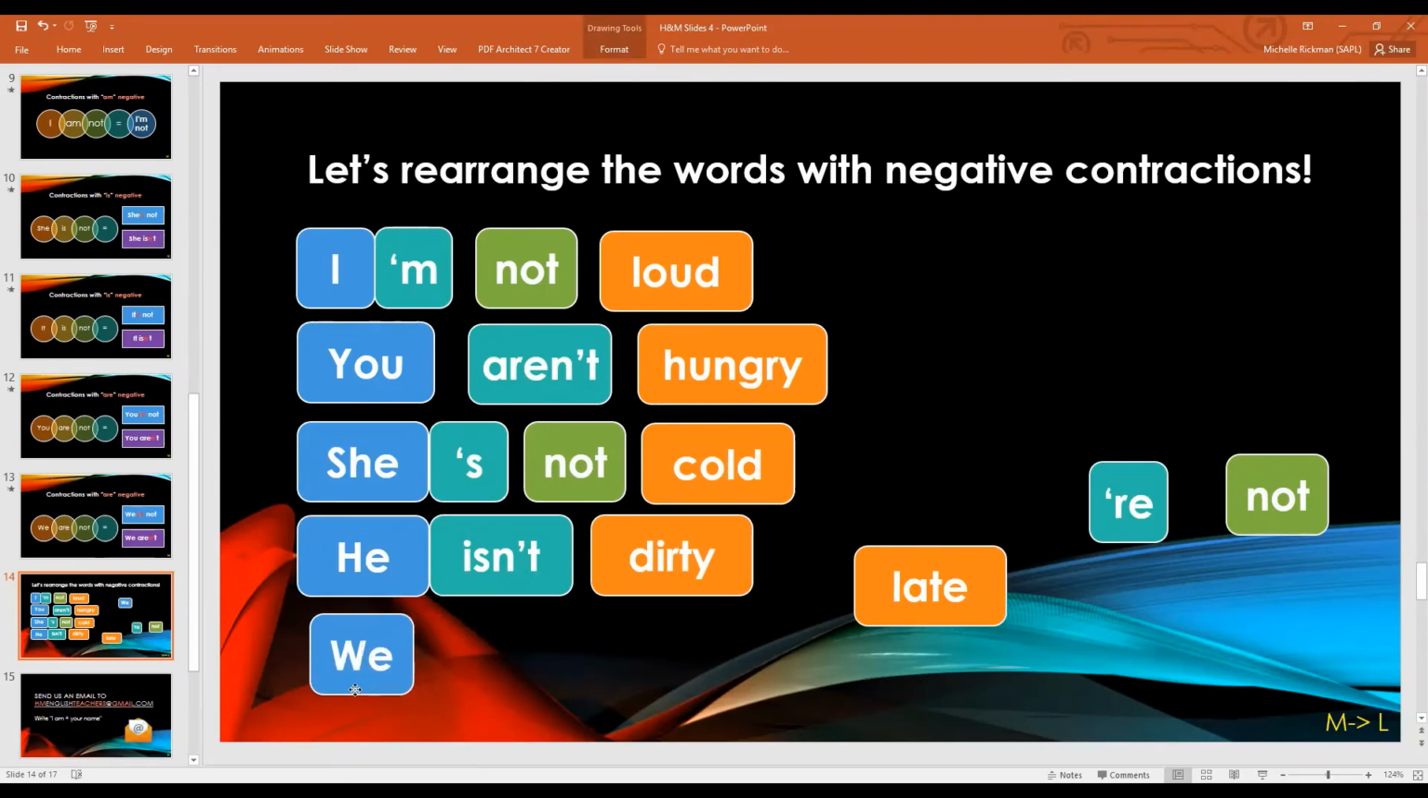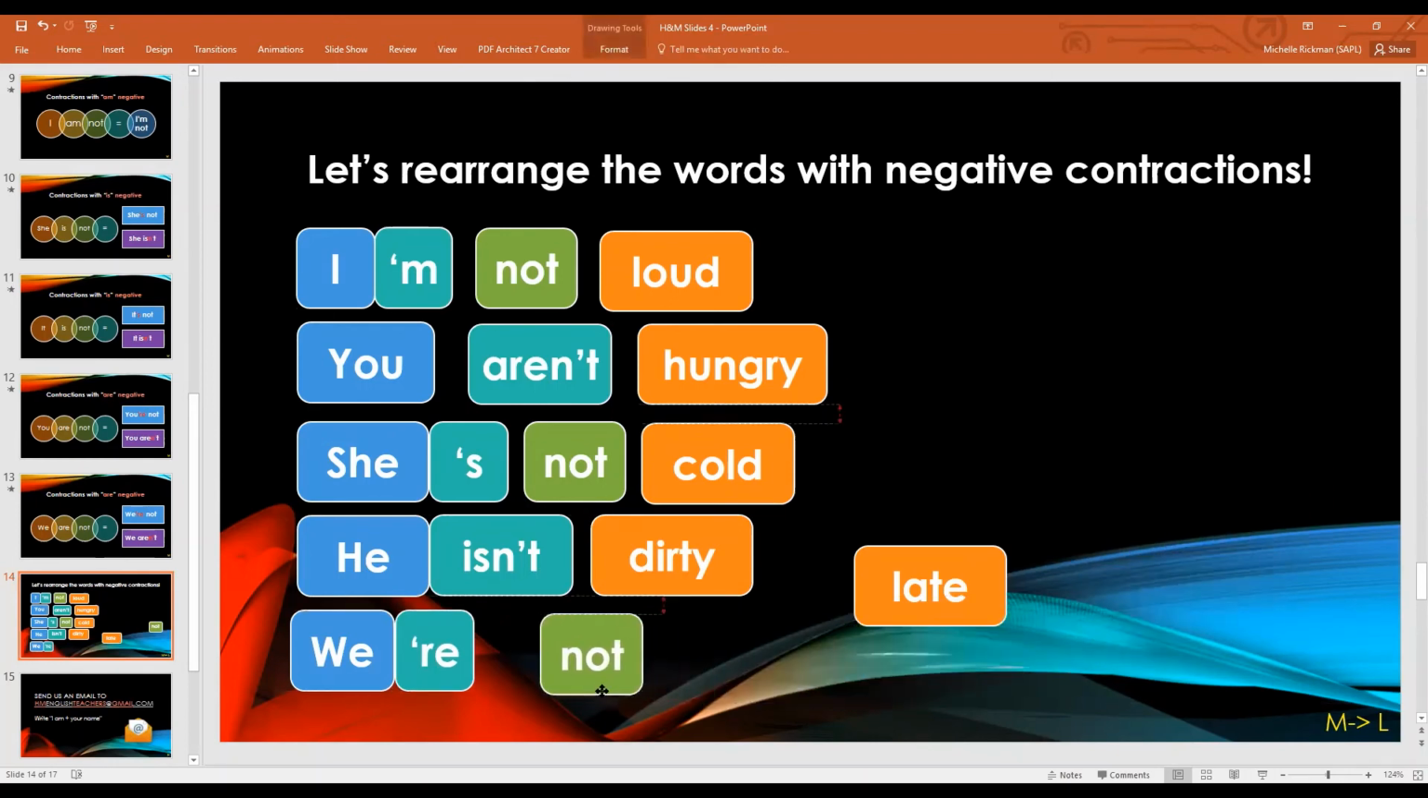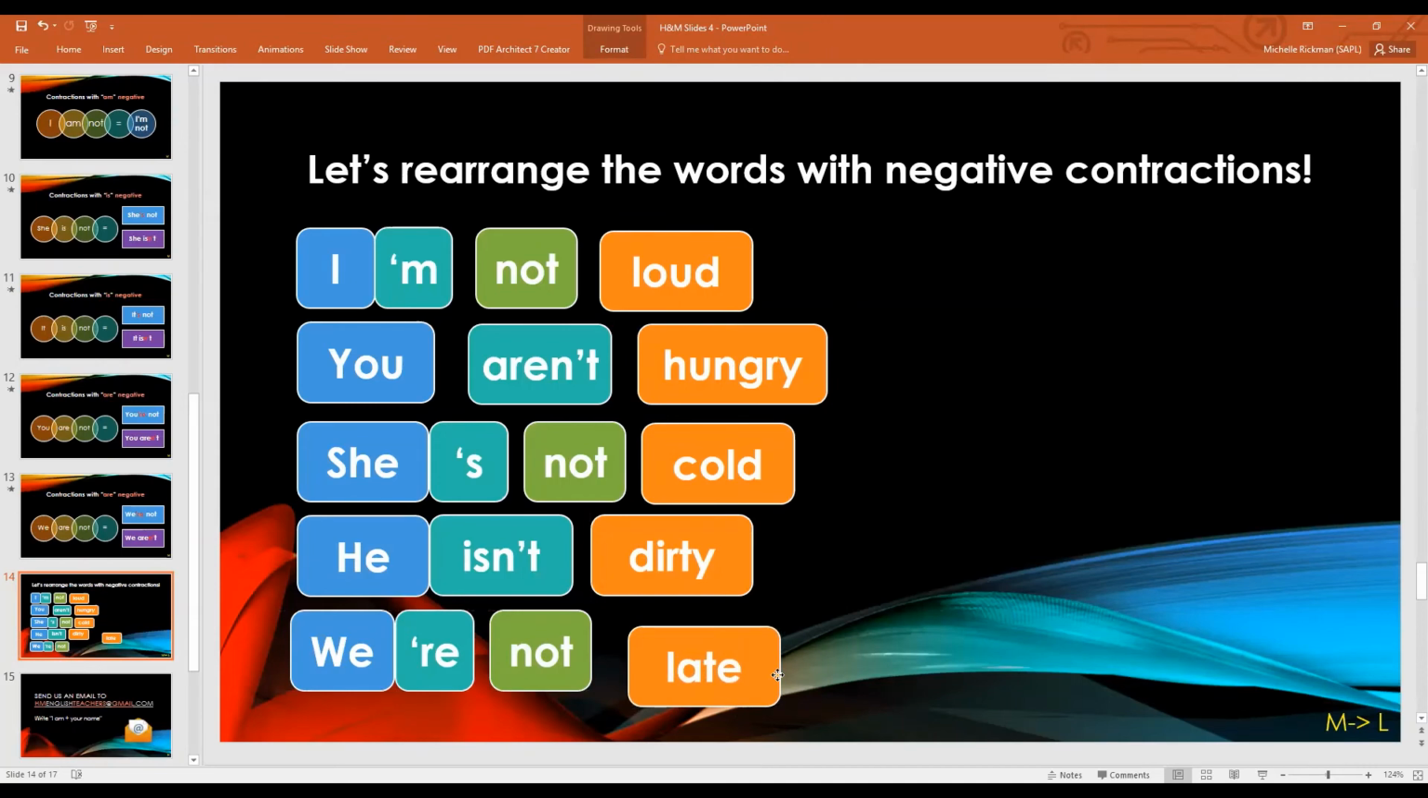And last but not least, we have we. So we would do the apostrophe re. Okay. So instead of we are, we're saying we're. Yeah. Apostrophe. Okay. And to make it negative? We'd use the not. Okay. And one option left here. Late. Good. We're not late. Great. So that was great. You can choose different ones. You could contract your pronoun or you could contract the negative. So that's going to just take some practice to get used to that idea.